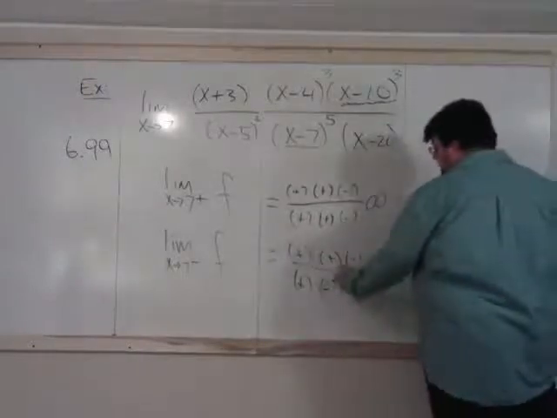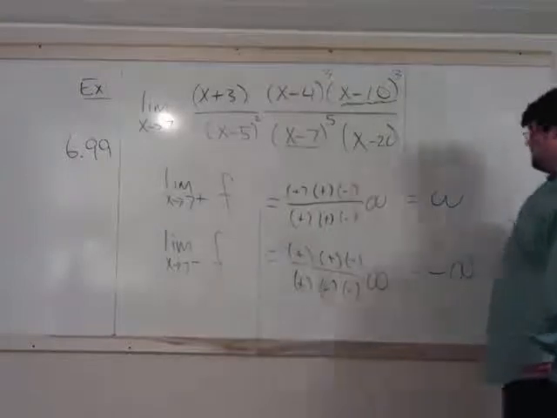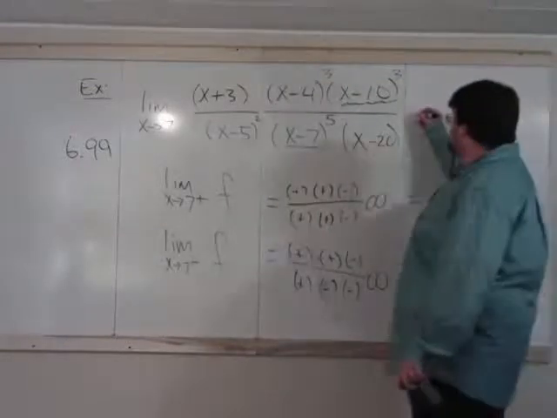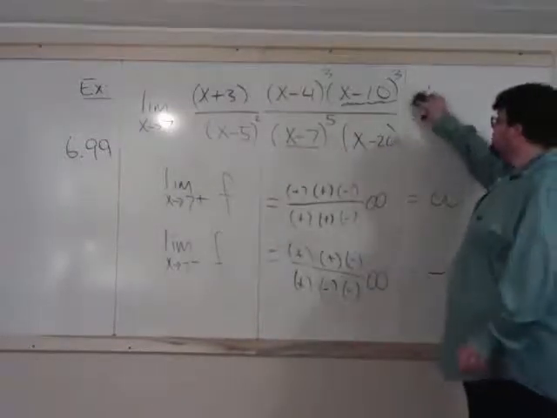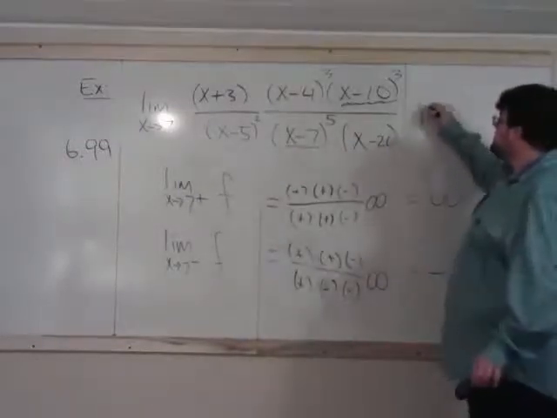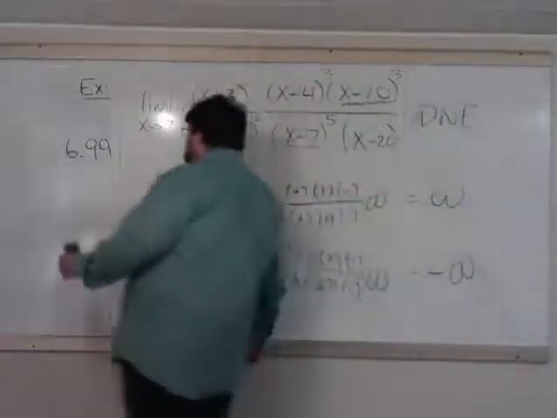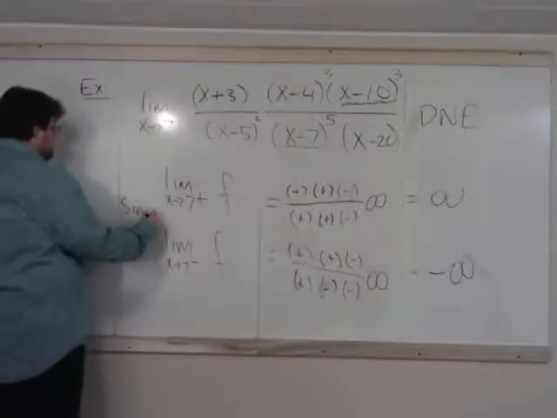Which infinity? Well, there are 3 negatives. It gives you a negative infinity. Because 2 of them will cancel, you're left with another. So on the right of 7, we have a positive infinity. On the left of 7, we have a negative infinity. So this limit does not exist, because those are different infinities.